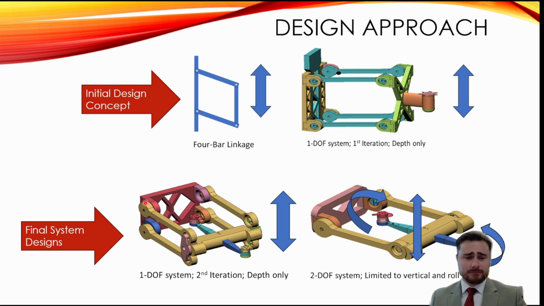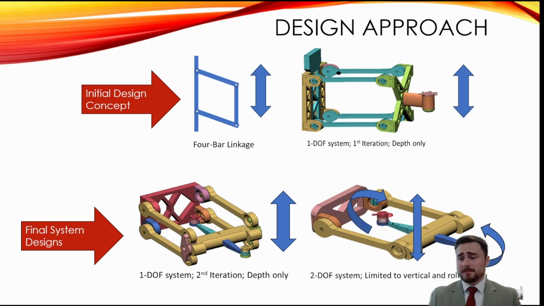The second row depicts my final system designs. One of the things I wanted to do was match the 2 degree of freedom system's actuator configuration, because it needs 2 motors in order to have those 2 degrees of freedom. I wanted to redesign the 1 degree of freedom system to adopt 2 motors. So in this design, I kept the 4-bar linkage on either side, and it still operates just going up and down, but now it has 2 motors, and this aids in the final comparison between the 2 systems.